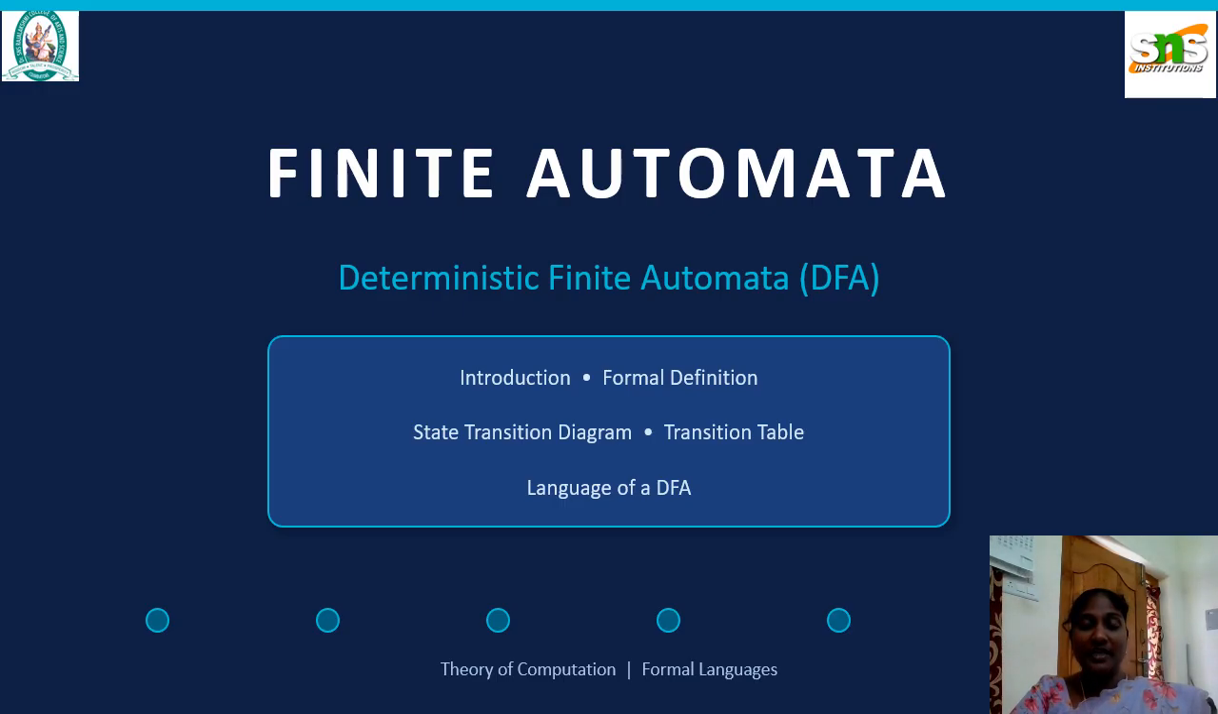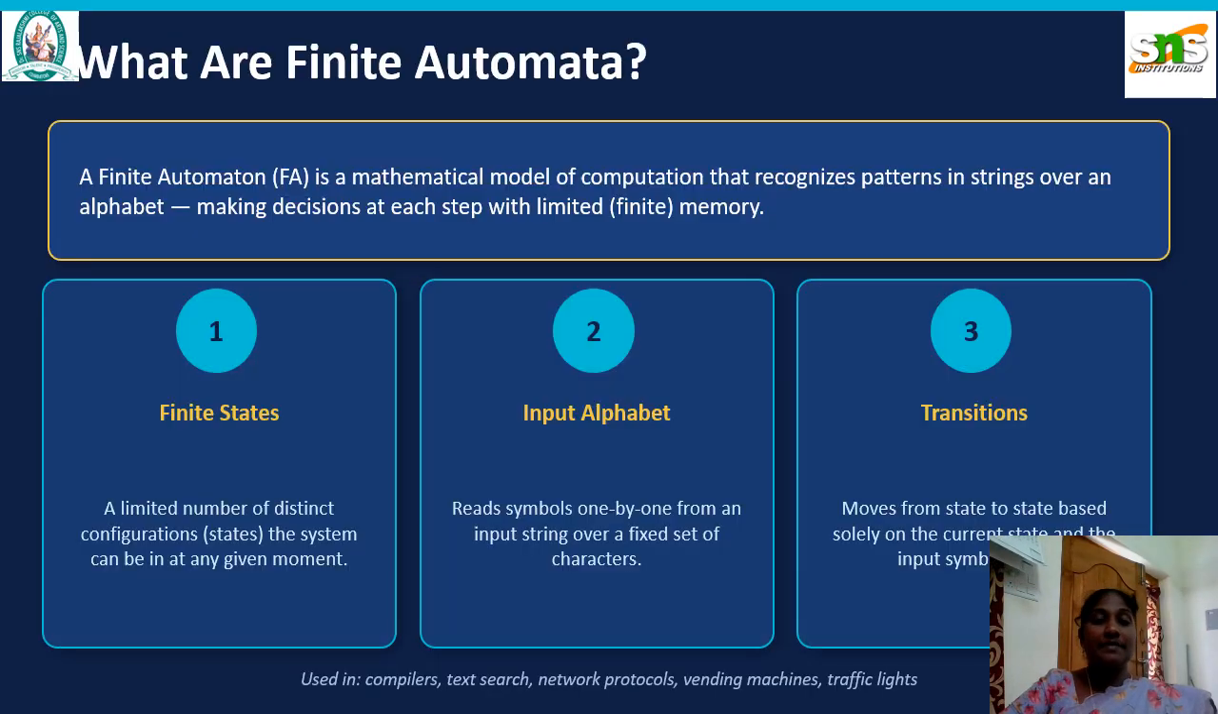In this video, I am going to explain the concept of finite automata. In general, finite automata is a mathematical model. It is a theoretical model which is used for computation. That model recognizes the patterns in a string over a set of alphabets. It is also used to make decisions at each step with limited memory.